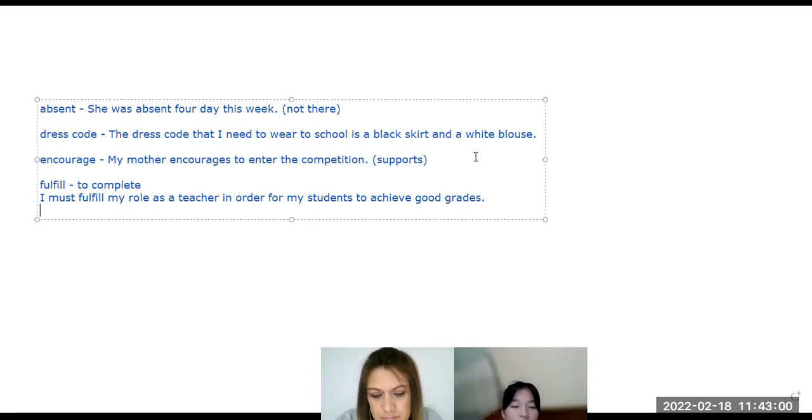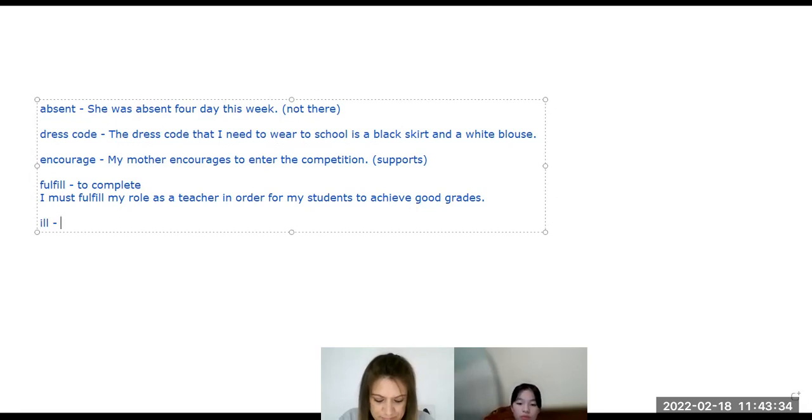You should fulfill your homework in order to receive a reward tomorrow. Okay, long sentences. Okay, try again. You should fulfill your homework in order to receive tomorrow a reward. Okay, a reward.